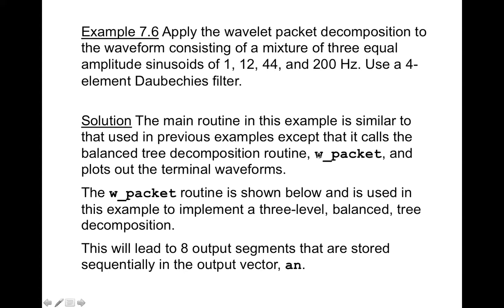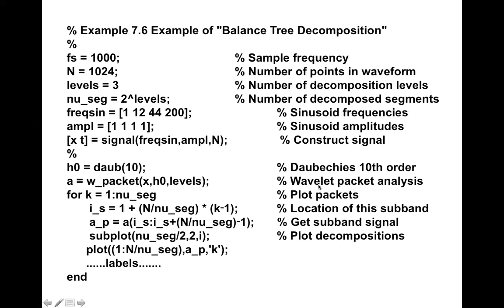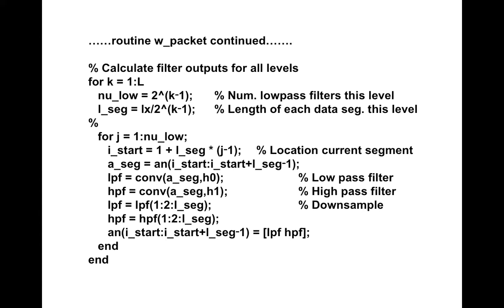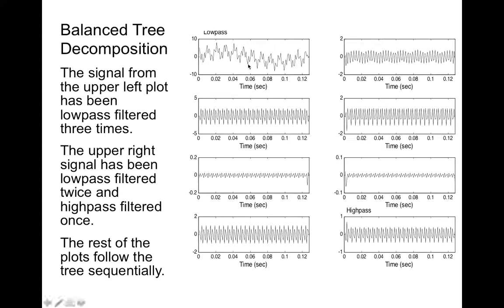The author provides a wavelet packet routine. There is also such a routine available through a nice graphical user interface in MATLAB that will do a wavelet packet analysis. So here's the balanced tree decomposition. Here's an example of the low pass side and the high pass side. The upper left plot has been low pass filtered 3 times. The upper right has been low pass filtered twice and high pass filtered once. And so you can see what the plots look like.